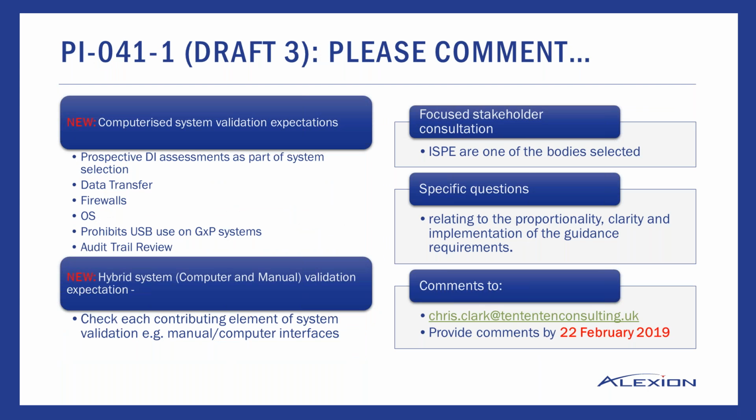Some of the new areas that have been added versus draft 2 from the year before last include a section on computerized system validation expectations, which is pushing prospective data integrity assessments as part of system selection. That was always, from the European side, inherent within Annex 11, but it's called out explicitly here. And then there's a section on hybrid systems and the validation expectation for that.